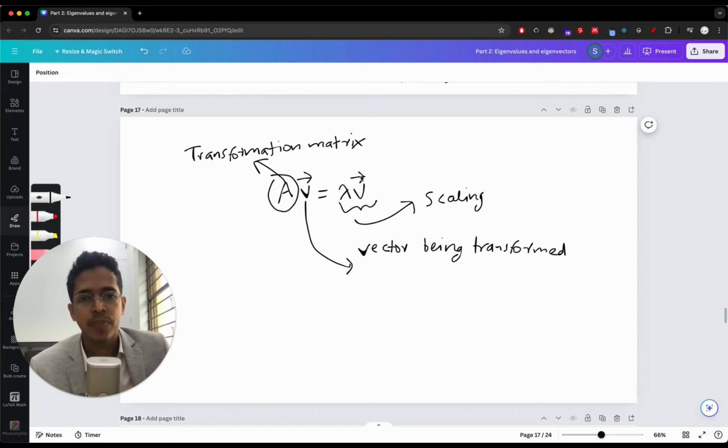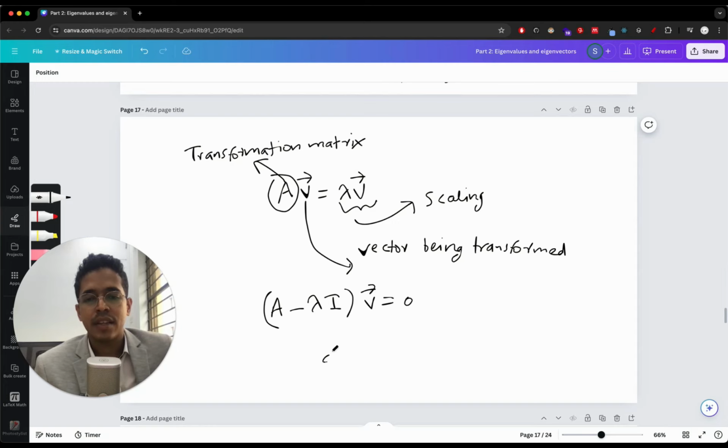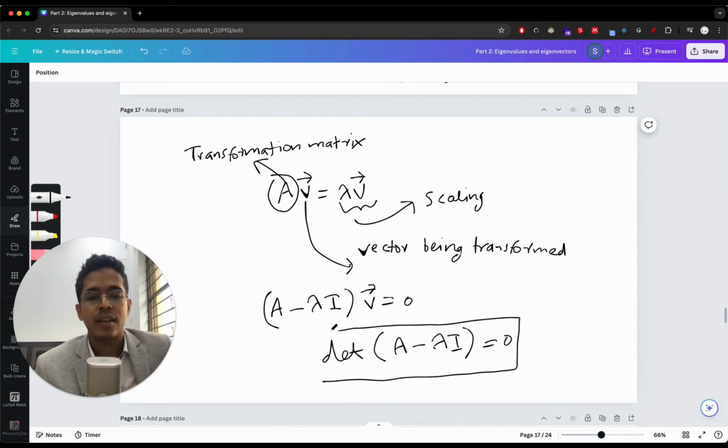and the value by which it gets scaled is the eigenvalue. And I guess now the thing is, to calculate this, what we do is, we write it as A minus lambda I times V equal to 0. And then we say determinant of A minus lambda I equal to 0. And those values of lambda that satisfy this condition are the eigenvalues. And those vectors, after substituting those values of lambda in this equation and calculating which vectors give us this condition, those are the eigenvectors.